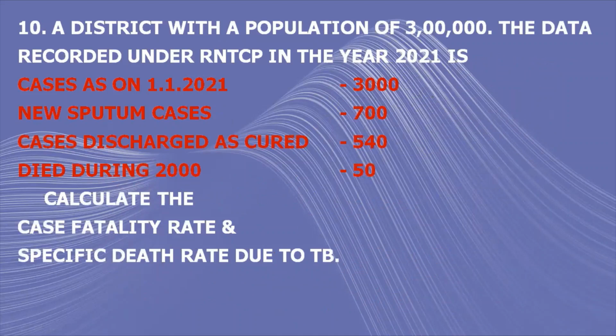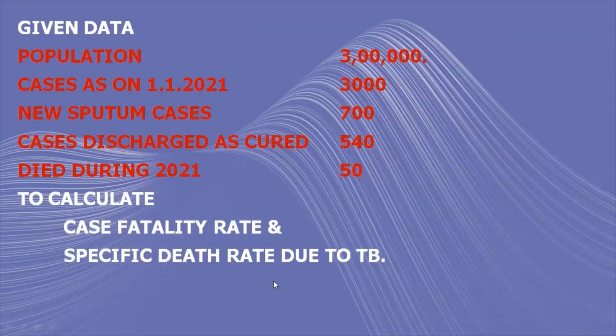Now this is for the RNTCP data, where cases of tuberculosis are 3,000. New sputum cases are 700, cases discharged as cured are 540, and died during 2021 is 50. So we have to calculate case fatality rate and specific death rate due to tuberculosis. So case fatality means number of cases died out of total cases, and specific death rate by TB will be number of deaths by tuberculosis by million population into 1,000.